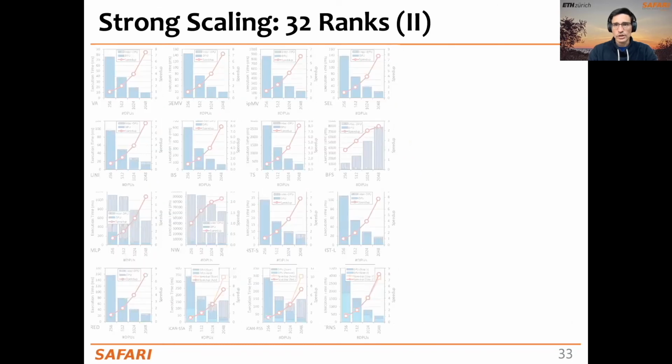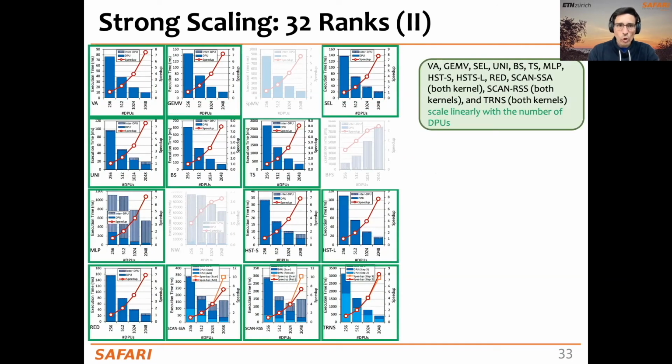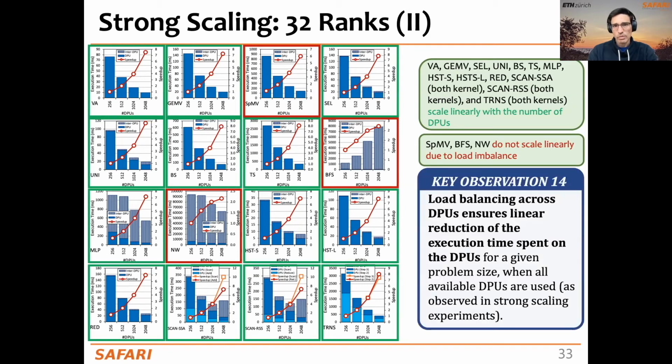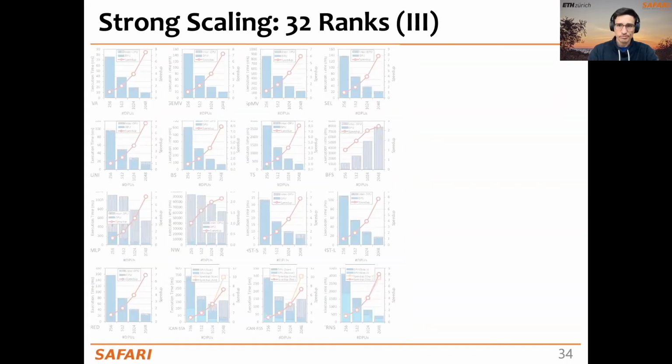Let's take a closer look at the results. So as we can see, for all these benchmarks, the performance scales linearly with the number of DPUs. However, for these three workloads, SpMV, BFS, and NW, we don't see linear scaling due to load imbalance. So load imbalance across DPUs ensures linear reduction of the execution time spent on the DPUs for a given problem size when all available DPUs are used, as we observed in these strong scaling experiments.